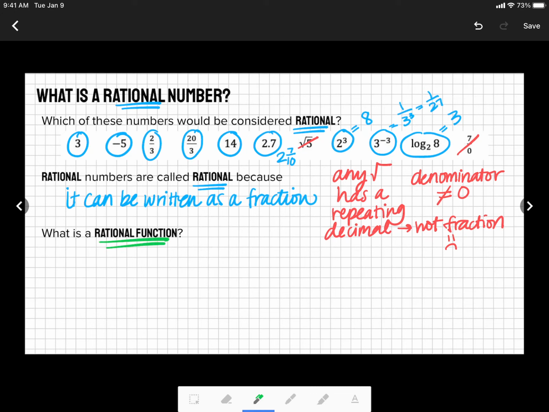A rational function. Just like in our last module, a polynomial was x squared, x cubed, x to the 4th, x to the 5th. A rational function is just going to be a function that we're writing as a fraction of some polynomials.